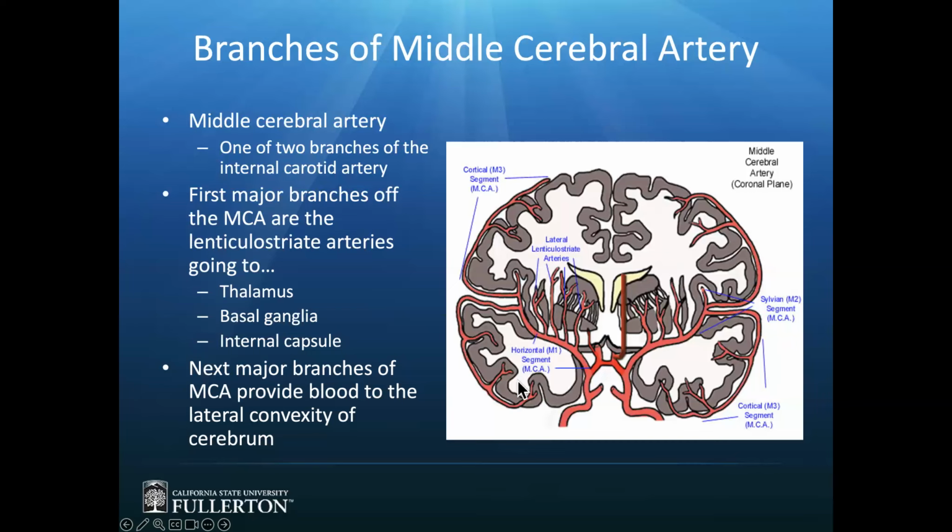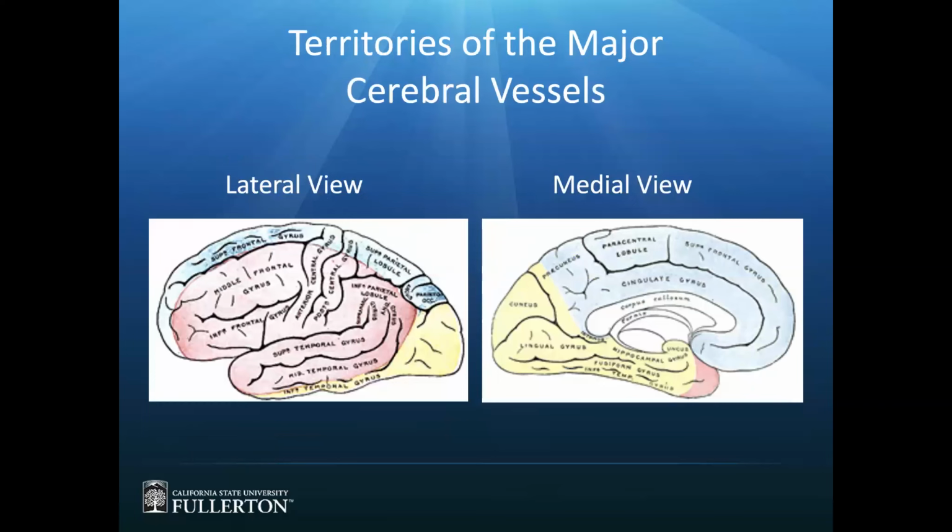The next major branches of the MCA supply blood to what I'm going to refer to as the lateral convexity of the cerebrum, the side of the brain. This shows the territory supplied with blood by your three cerebral arteries. Looking at the left image first, you can see that almost the entire side of the brain, the lateral convexity, is supplied with blood. It's shown pink here, and that's supplied by the middle cerebral artery.